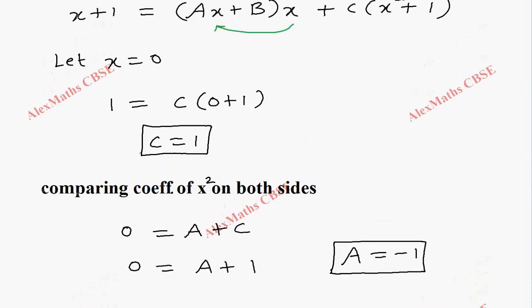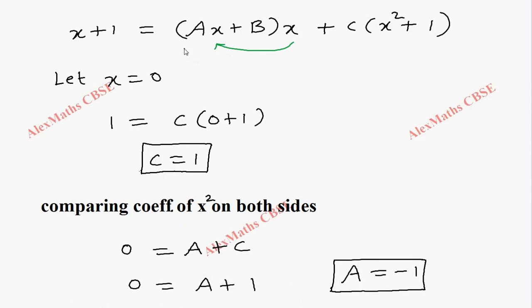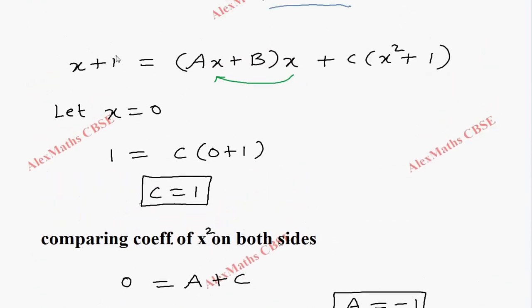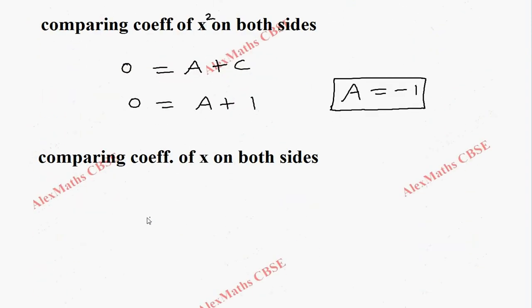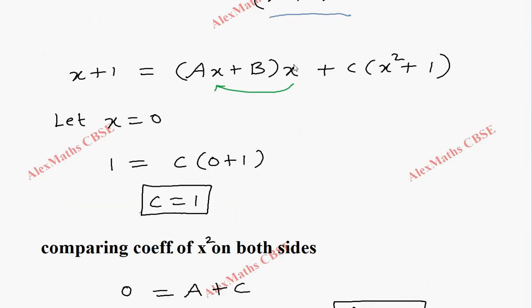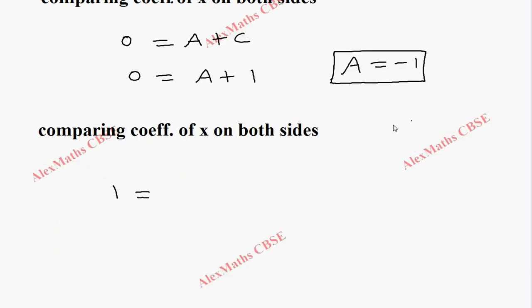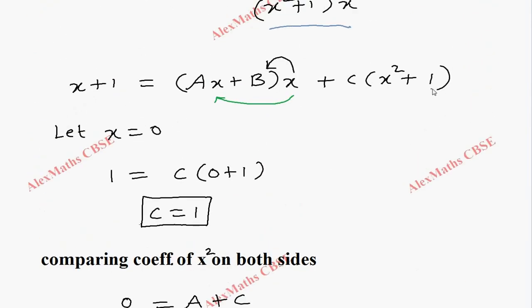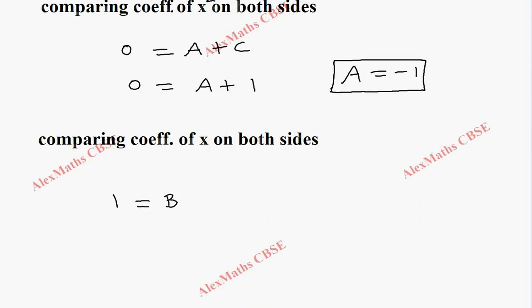In the same way we can also compare the coefficient of x on both the sides. In the left hand side we have x plus 1, so the coefficient of x is 1. On the right hand side, when we multiply this x inside here we get b, so we take b here, and coming to the second term there is no x term. So totally the value of b is 1. So we got the values of a, b and c.